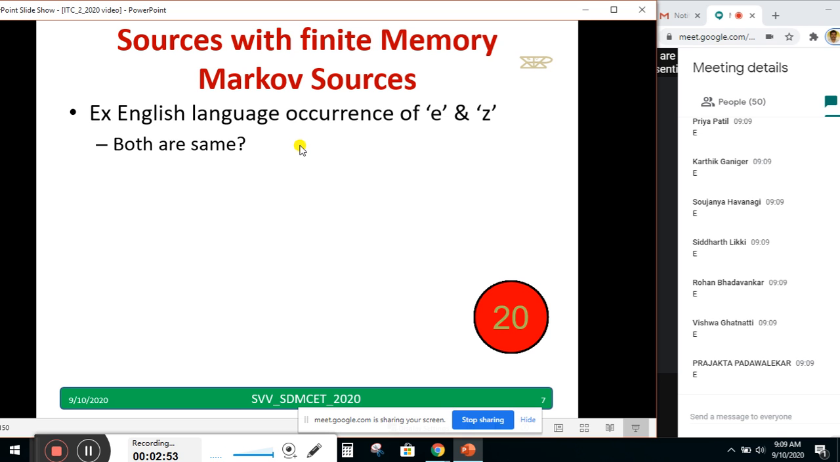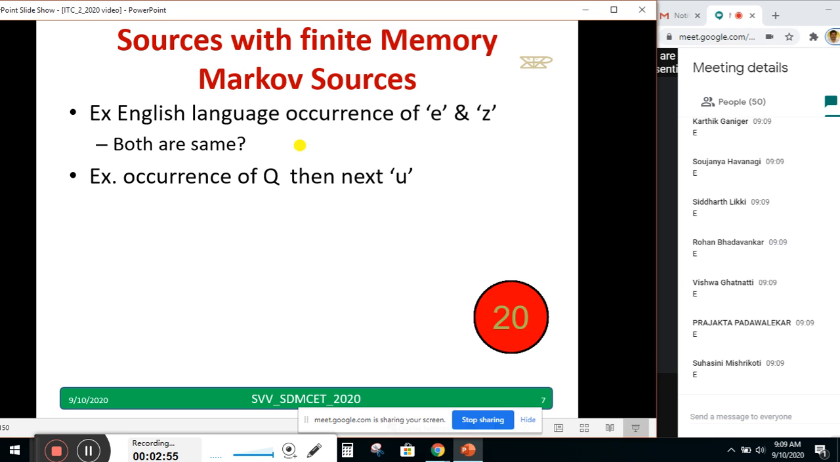Now, if I say Q, one particular letter I am observing in notes or in a book or somewhere, and I come across a Q as the first character, definitely the next character will be U most of the time. Try to recall some words which start with Q. Can you type in the chat box? Some words start with Q.